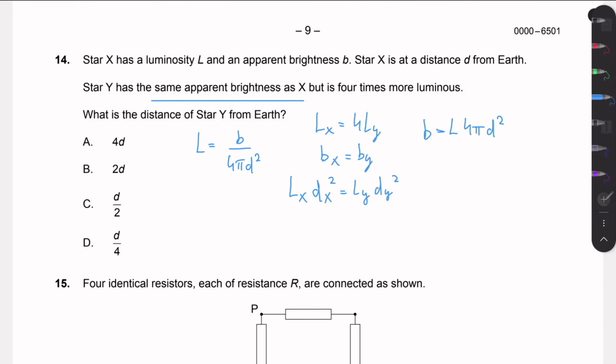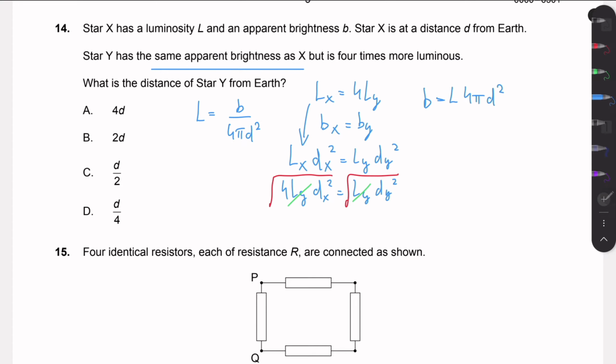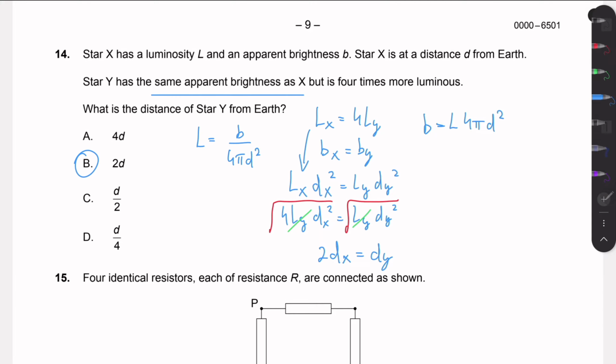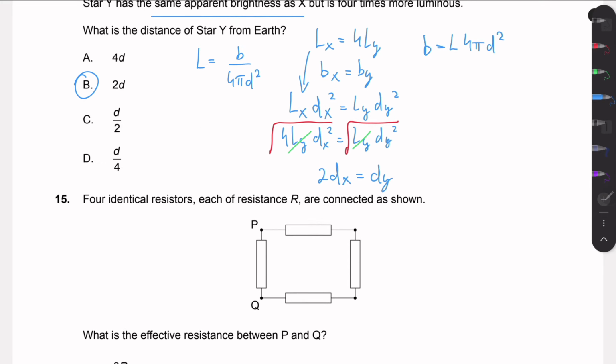And we know Lx is 4 times Ly. So 4 times Ly dx squared is equal to Ly dy squared. The Ly's very nicely cancel, and then we can take the square root of both sides, so we get rid of the squares. So 2 times dx is equal to dy. So we see that dy is double the distance of dx, so 2d, as this dx is just the distance from x to the Earth.